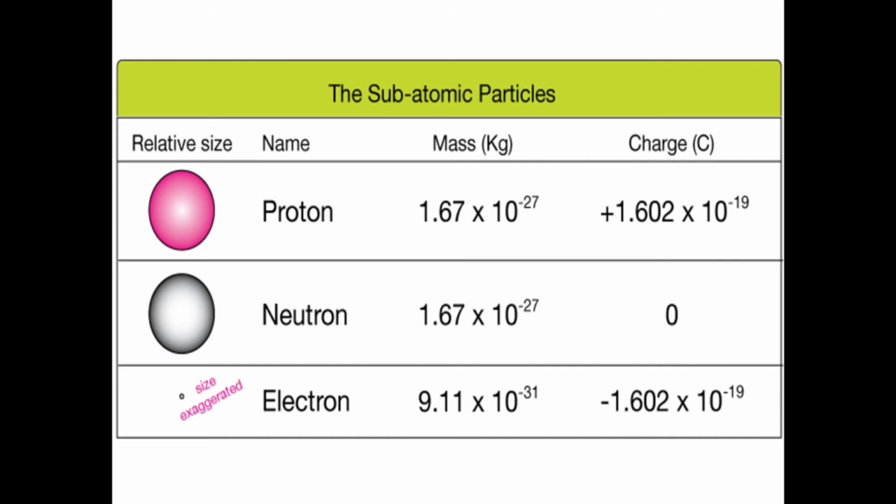The next one is electron. It was discovered by J.J. Thomson and its symbol is e. Its charge is minus 1.602 × 10^-19 and its mass is 9.11 × 10^-31.